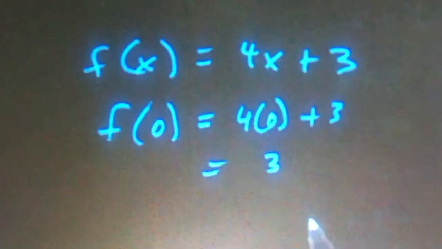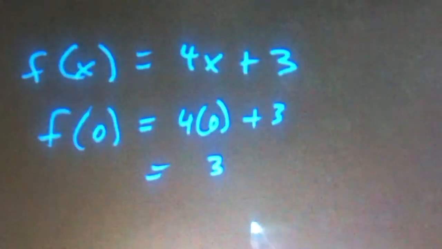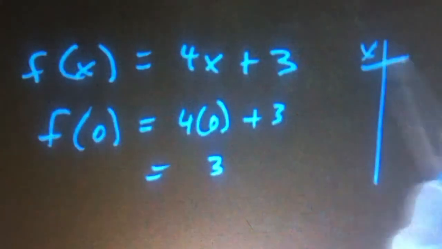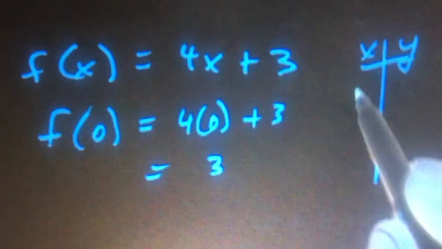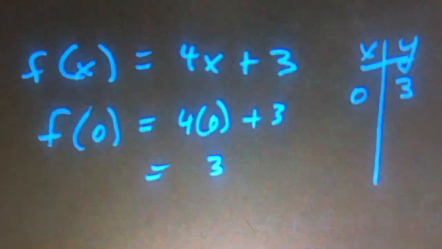What can we do with that? Well, we can actually create a table. A table is created if we want to graph it. And even if we don't, we can find out different bits of information. So when we put in 0 for x, we get 3 for y. Let's see what else is function, how it behaves.